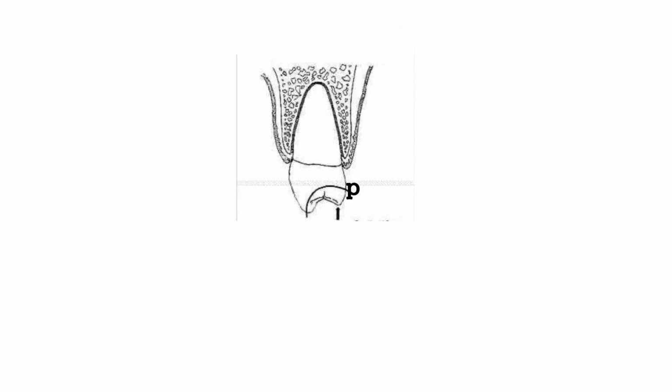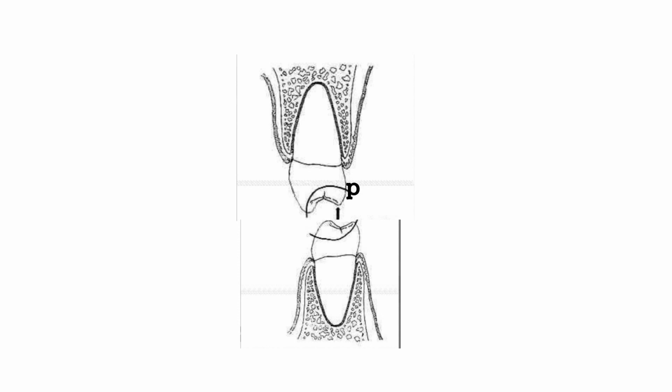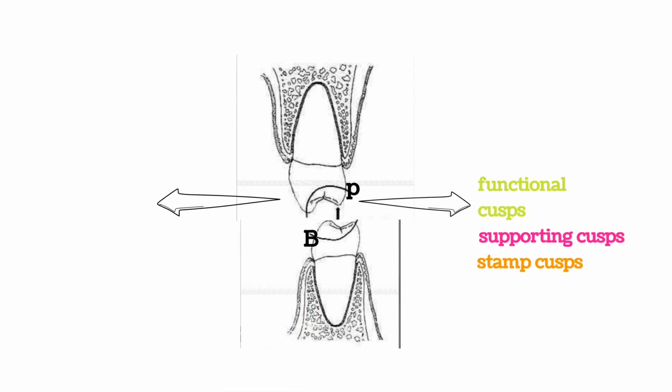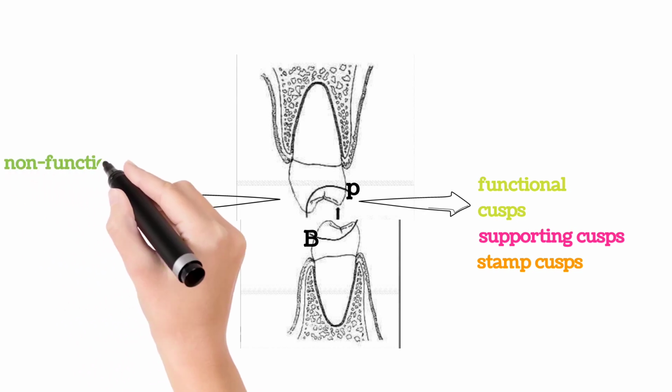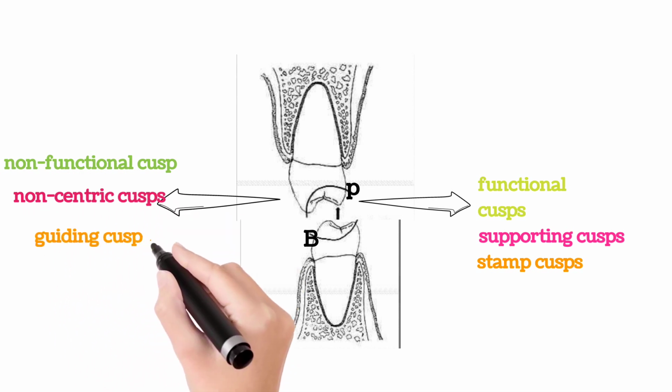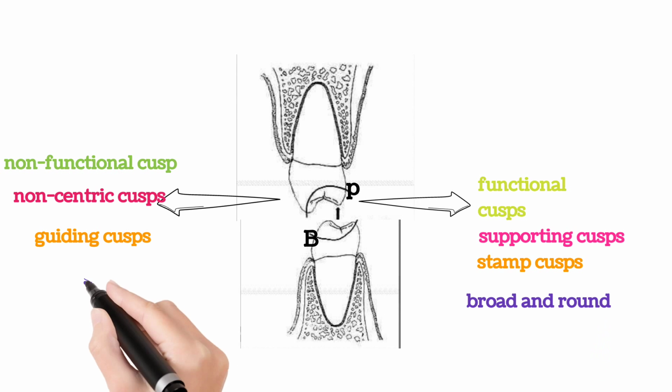In complete occlusion, the palatal cusp of maxillary molars is seated in the central fossa of mandibular molars, and the buccal cusp of mandibular molars is seated in the central fossa of maxillary molars. These cusps are called functional cusps, or supporting cusps, or stamp cusps. The buccal cusp of maxillary teeth and lingual cusp of mandibular teeth are called non-functional cusps, or non-centric cusps, or guiding cusps. The centric cusps are broad and rounded, whereas non-centric cusps are sharp.